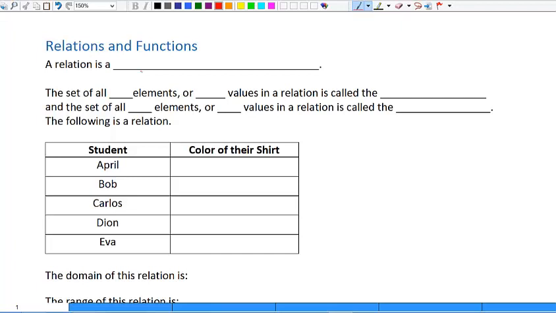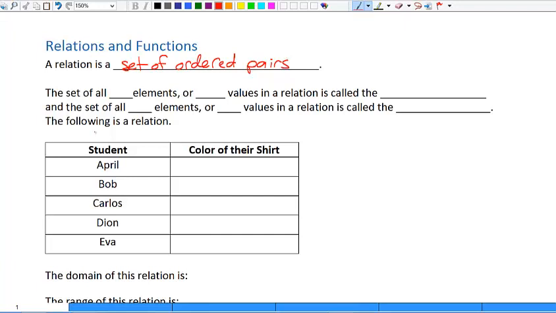In today's lesson, we'll be talking about relations and functions. So first, to define, a relation is a set of ordered pairs. We talked about ordered pairs in our last lesson: any location on the graph, x, y. So any set of those put together is going to be called a relation.